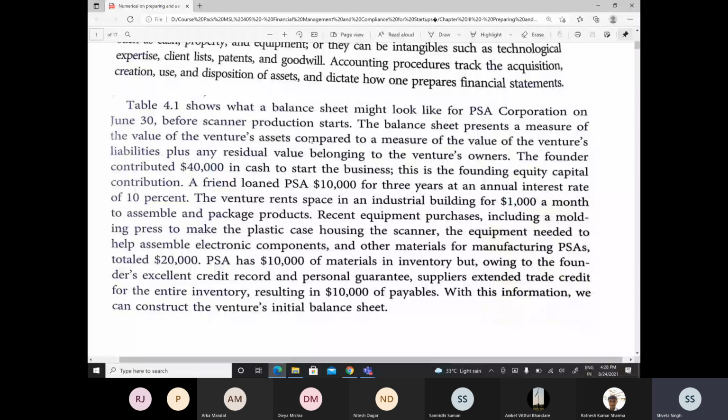So basically what has happened is, because the founder is very well known in the industry and the suppliers know that he is trying to start off on his own, they have given him all $10,000 worth of material on credit. Okay, so if we have this information for a startup, how do we make the first balance sheet of the startup? So this is what it would look like.